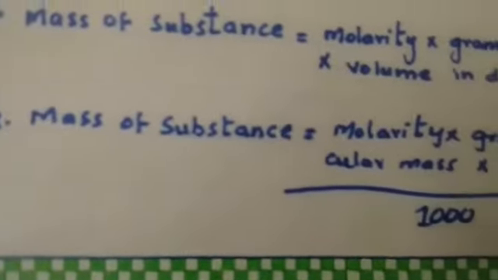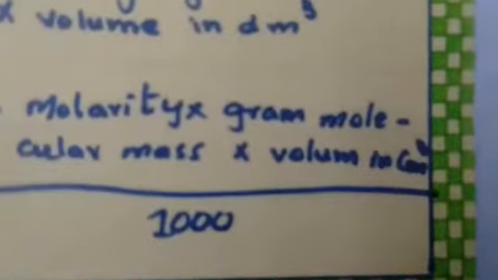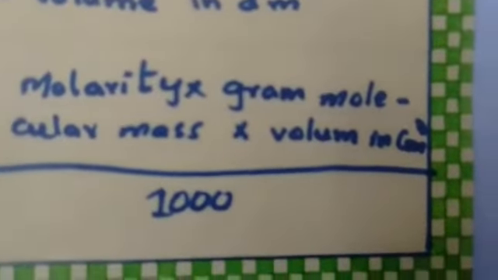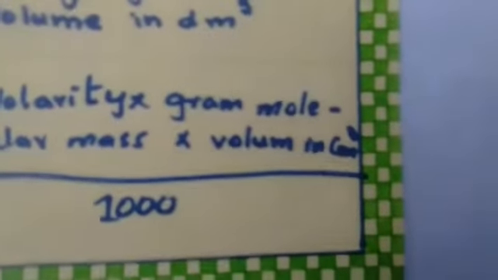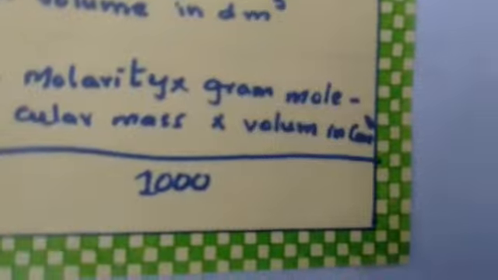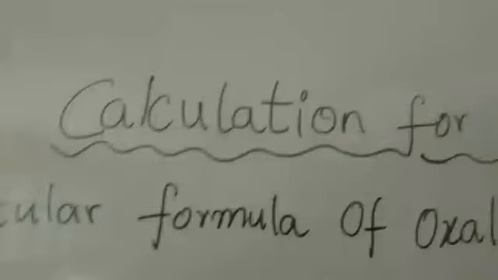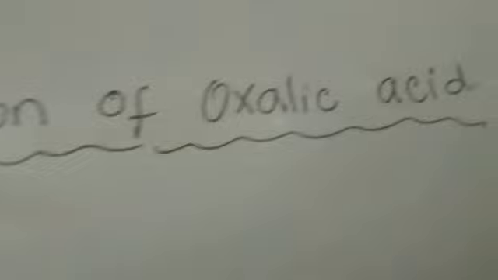The next formula of mass of substance is molarity multiplied by gram molecular mass multiplied by volume in centimeter cube divided by 1000. I calculate for 0.5 molarity solution of oxalic acid.